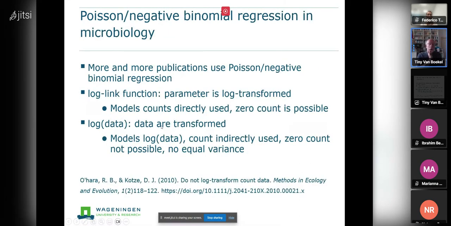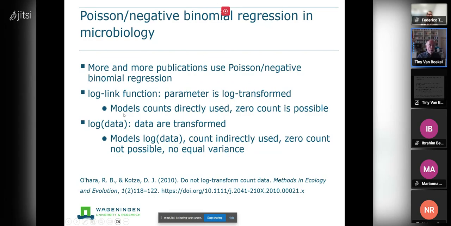And I just want to finish by showing you that this approach is now coming up more regularly in the literature. You can now see more papers appearing that use this approach with the Poisson and the negative binomial regression, where they use this log-link function that I showed you.